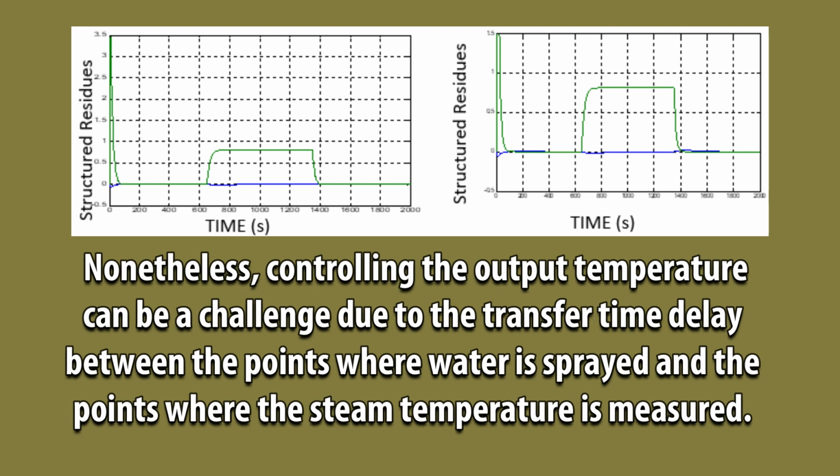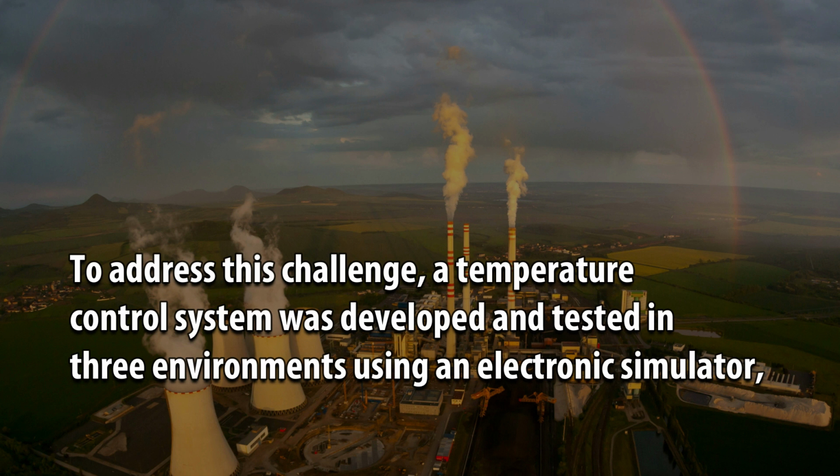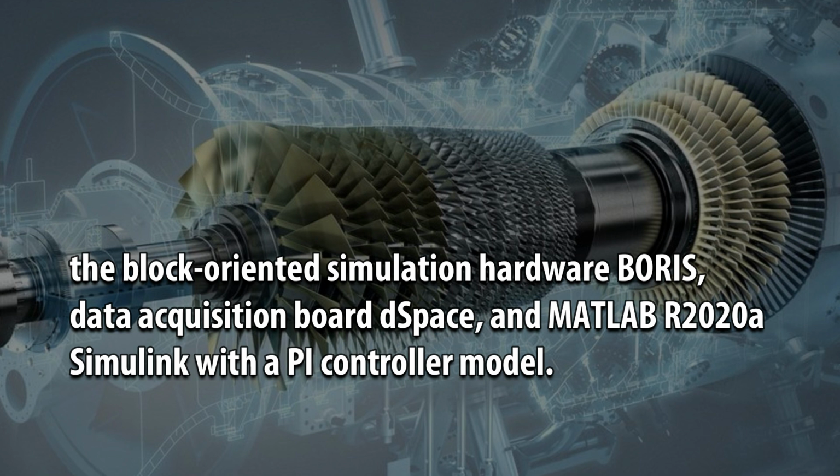Nonetheless, controlling the output temperature can be a challenge due to the transfer time delay between the points where water is sprayed and the points where the steam temperature is measured. To address this challenge, a temperature control system was developed and tested in 3 environments using an electronic simulator. The block-oriented simulation hardware, Data Acquisition Board DSpace, and MATLAB Simulink with a PI controller model.